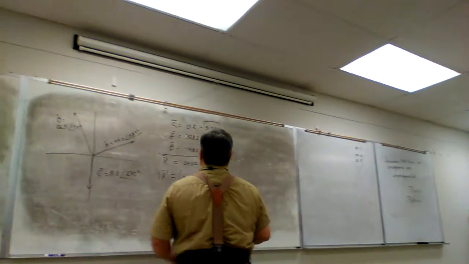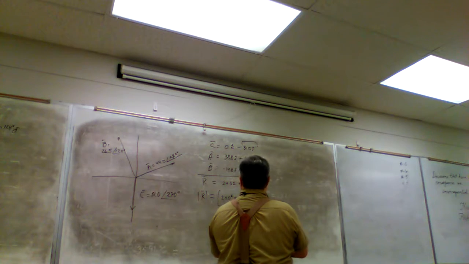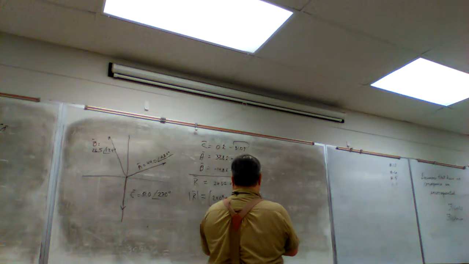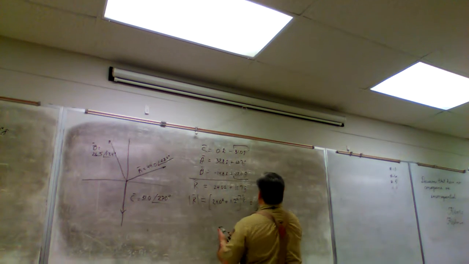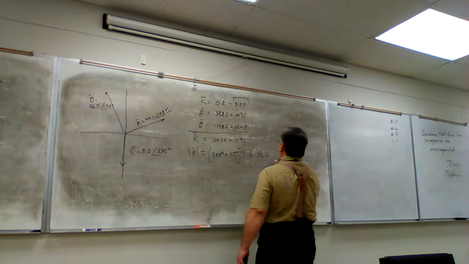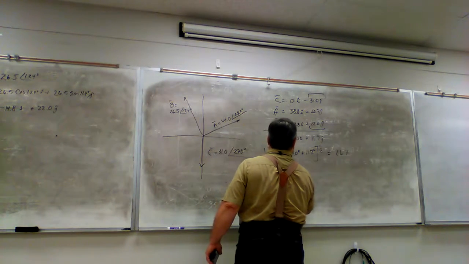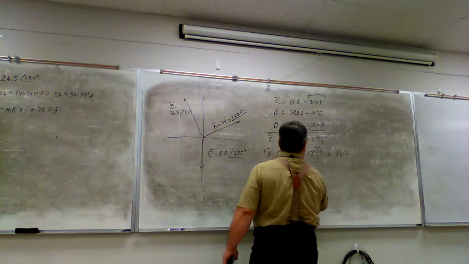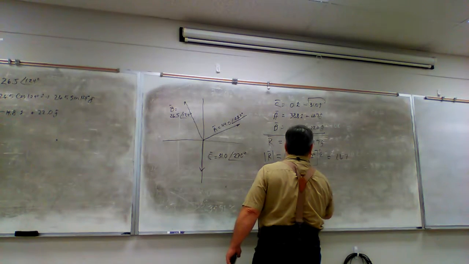Let's finish this. 24 squared plus 11.7 squared, 712.89, take the square root, we end up with 26.7 whatevers. And the angle is the inverse tangent of 11.7 divided by 24.0.